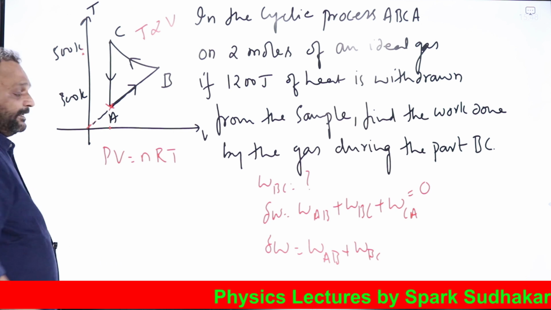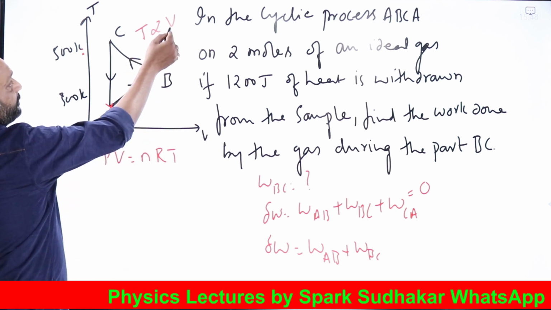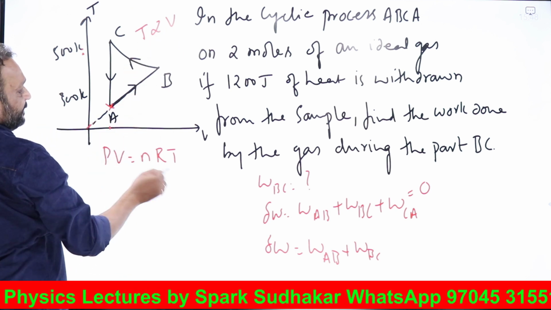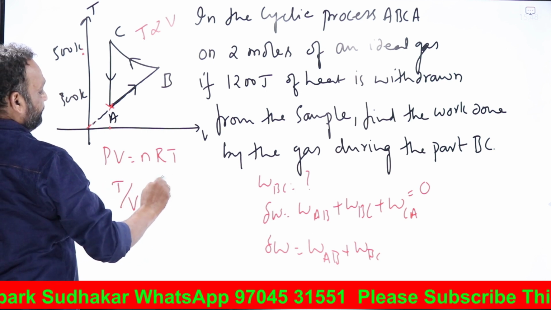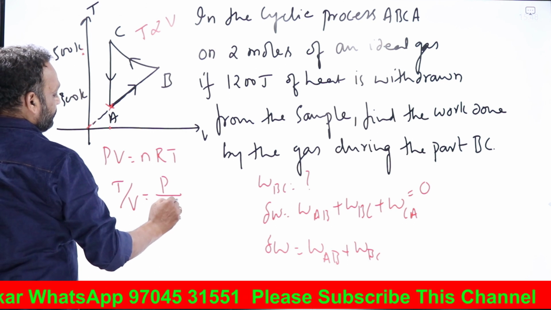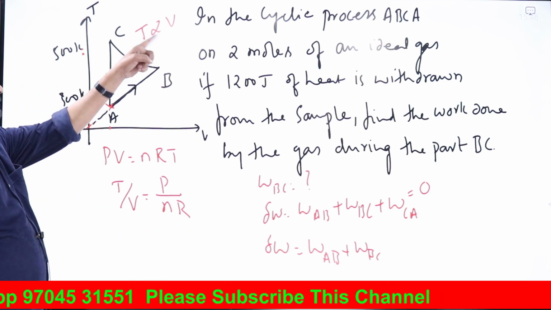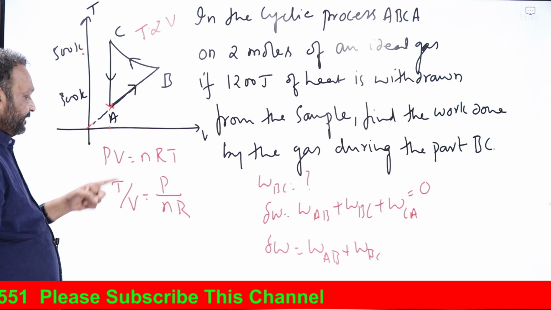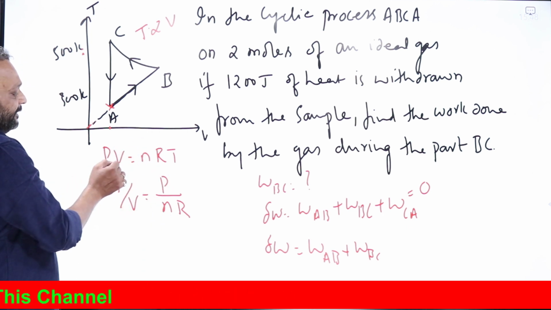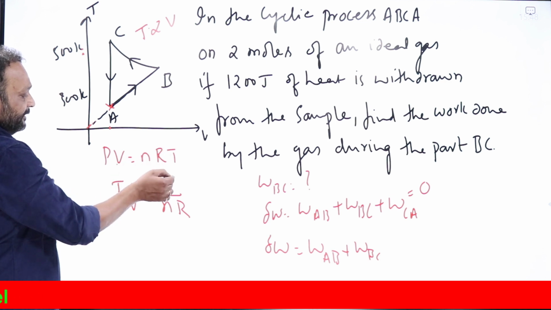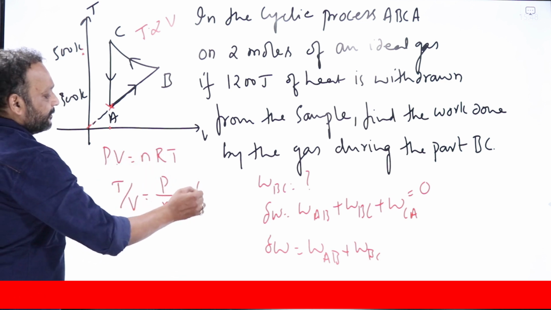General formula for an ideal gas. T is proportional to V means T by V is constant. T by V is constant means T by V equals, we can write this as P by nR. T by V equal to constant. T by V in this equals P by nR. Take this V to this side, we get P by nR is equal to constant.